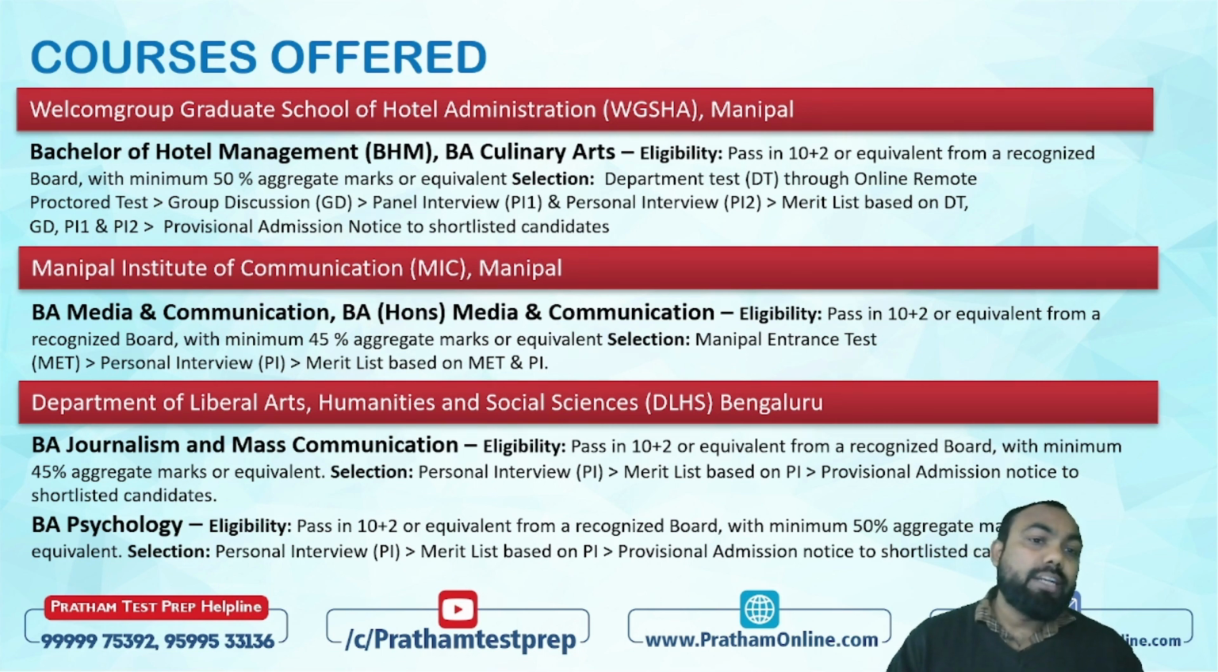Now we have the Department of Liberal Arts, Humanities and Social Sciences. They have BA Journalism, Mass Communication. This is the Bangalore campus we are talking about. They have 45% minimum in your class 12 score. Along with that, the personal interview is required to be shortlisted for this course. Then we have next the BA Psychology course, where we can see 50% marks is required in class 12. The selection is based on your personal interview round.